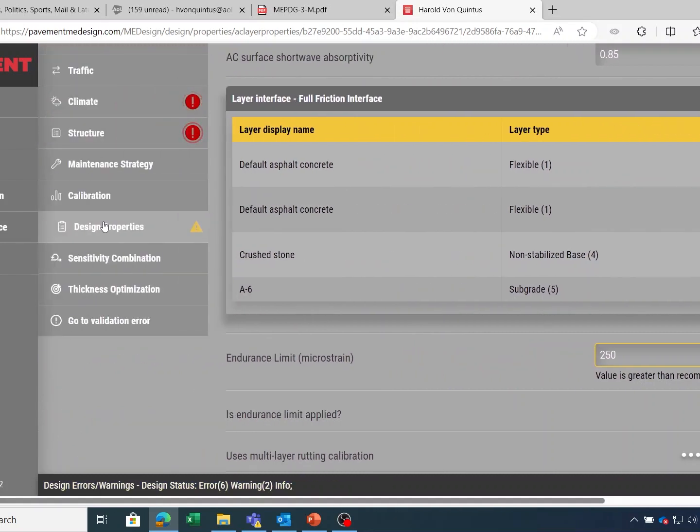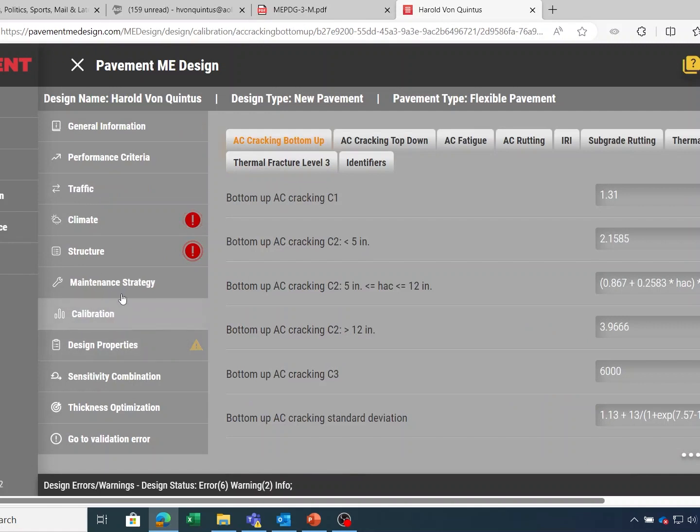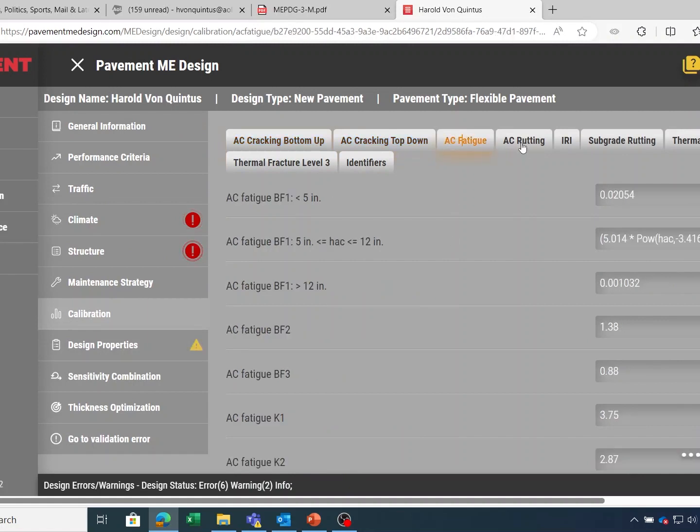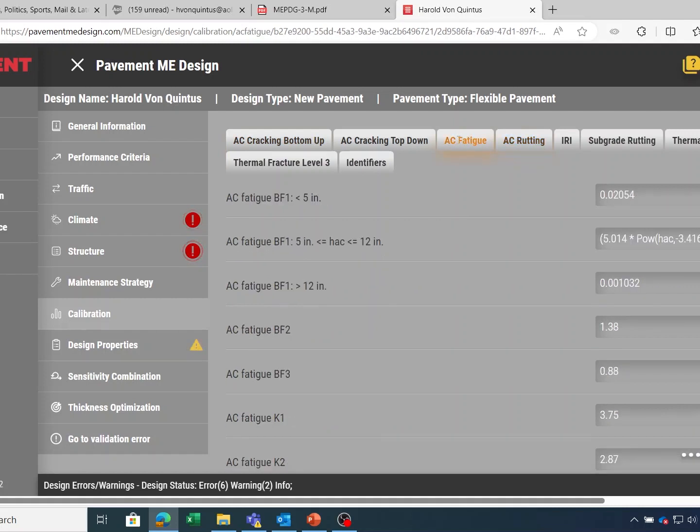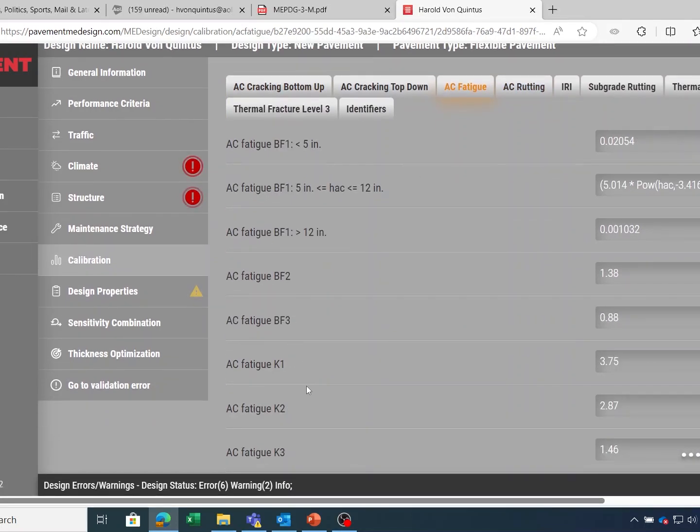Okay, the last item in terms of the asphalt mixture properties are under calibration. And under calibration, there are an asphalt fatigue and an asphalt rutting. For the asphalt fatigue, there are layer properties defined as K1, K2, and K3.